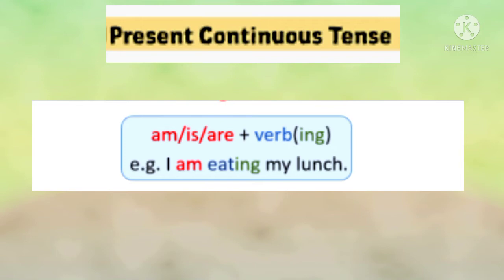For example, I am eating my lunch. So in this sentence, children, we are using am with I, and we will use ing form with the verb eat. So it will become eating. The sentence will be I am eating my lunch.